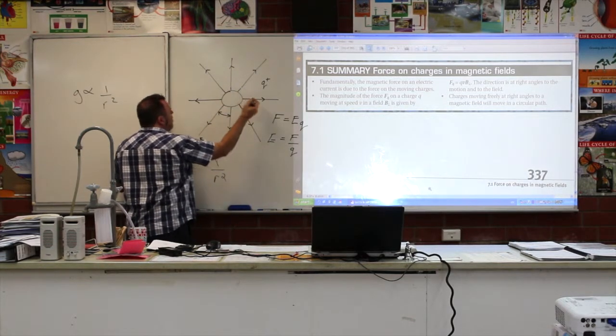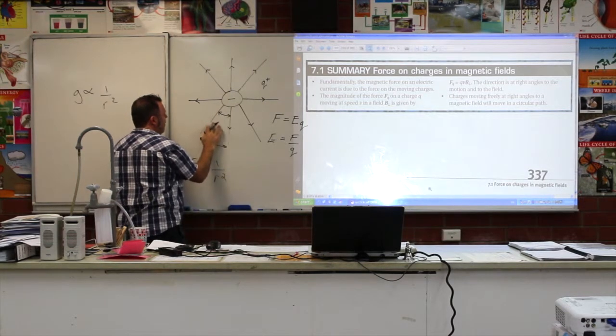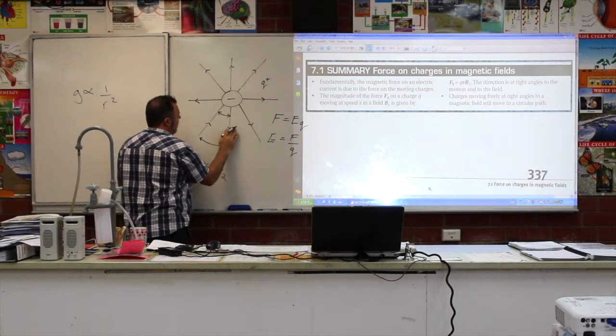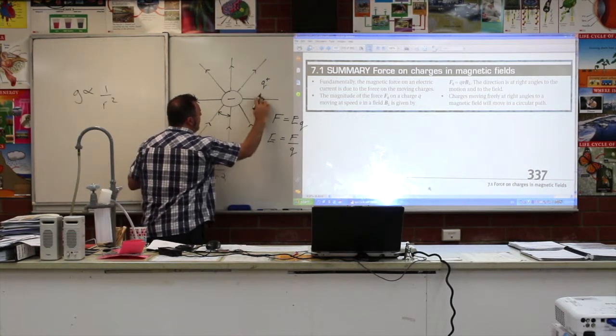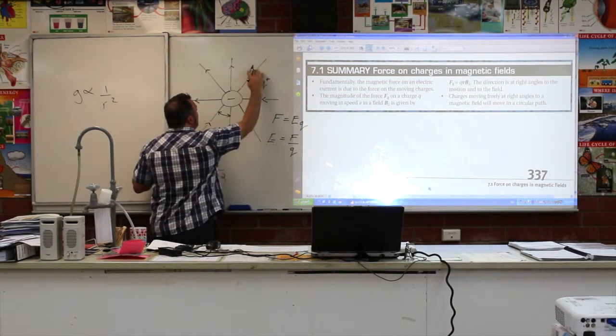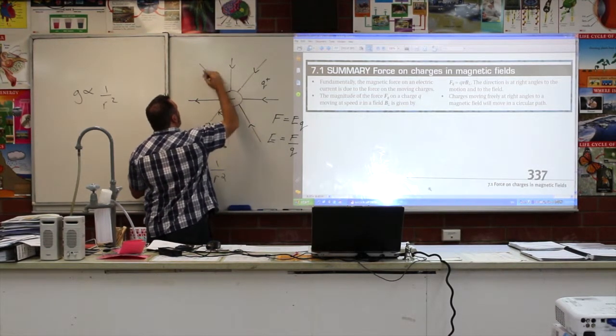How would I modify this, Courtney, for a negative charge? There would be the negative sign in the middle, and the arrows would be facing in towards the charge. Excellent. So that's the only adjustment you need to make for a negative point charge.